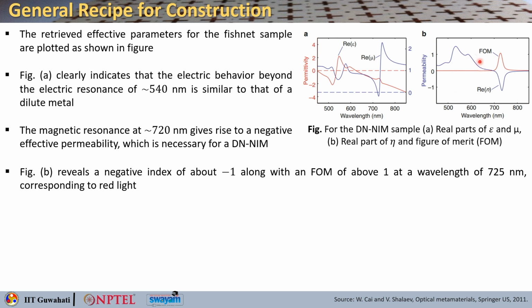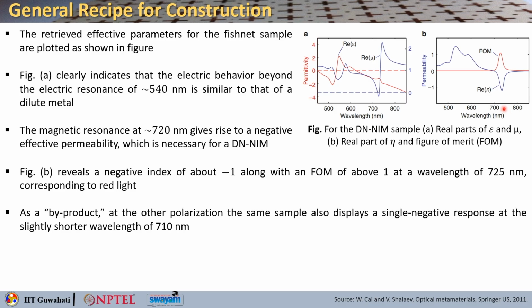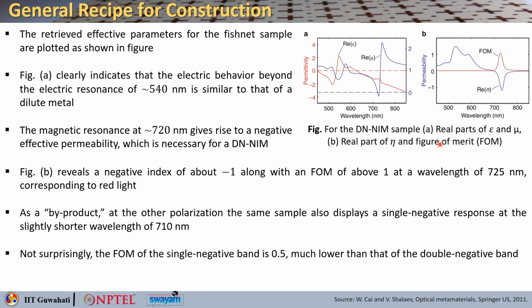In figure B, you can see that a negative index of about -1 can be achieved around the wavelength of 725 nanometer, which corresponds to red light. As a byproduct, the other polarization of the same sample will also display a single negative response, which can be seen at a slightly shorter wavelength of 710 nanometer. It is not surprising that the FOM of the single negative band is only 0.5, which is much lower than the double negative one, right.